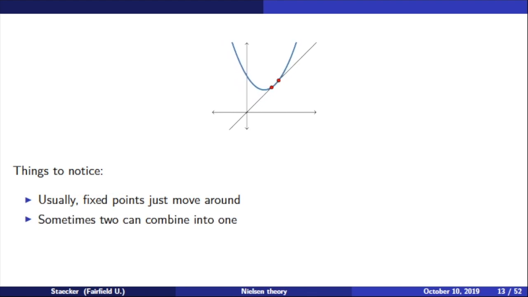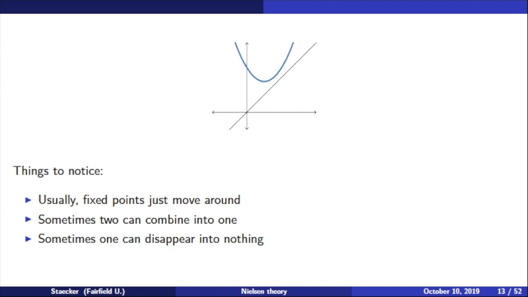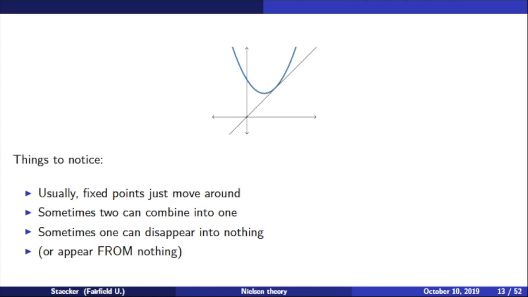Sometimes it's possible for two fixed points to combine into one. That's what happens right here at this moment. There were two, but they come together and make one. And sometimes the one point will just go away entirely. It will disappear into nothing. Or you could think of it the other way around. It is possible to have no fixed points, and then one will appear from nowhere. So it is possible for two to combine into one, it's possible for one fixed point to just disappear, and conversely, it's possible for a fixed point to appear.